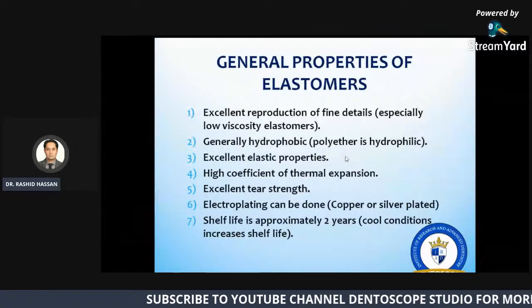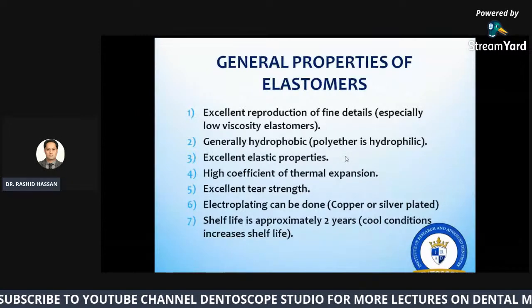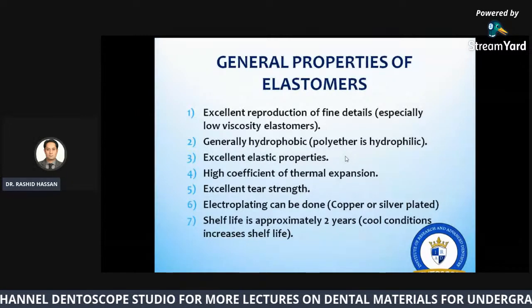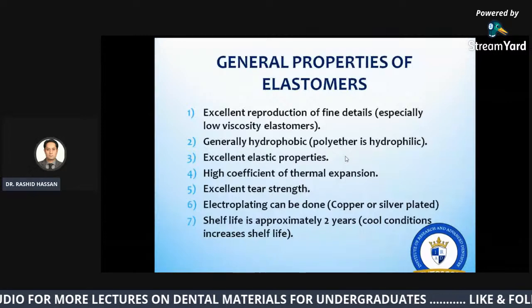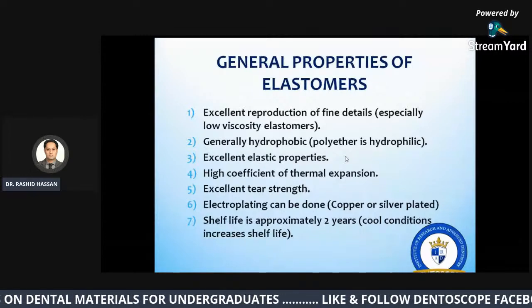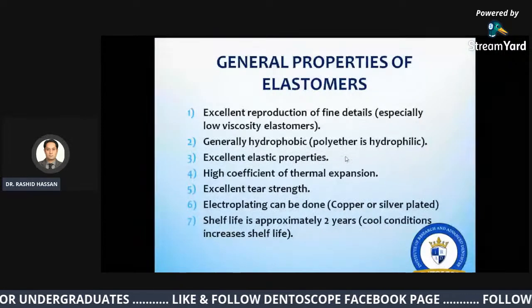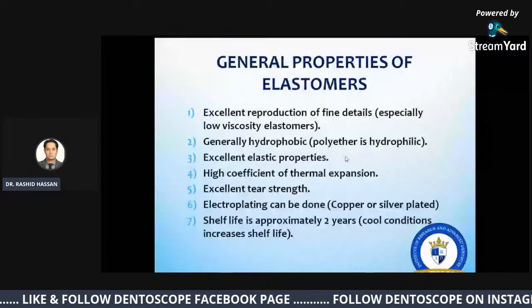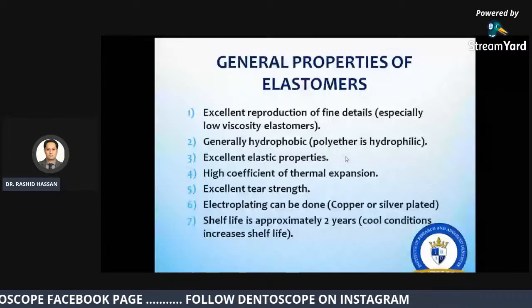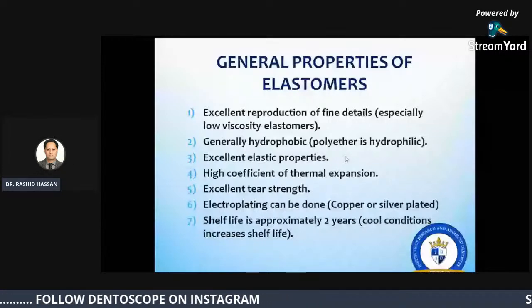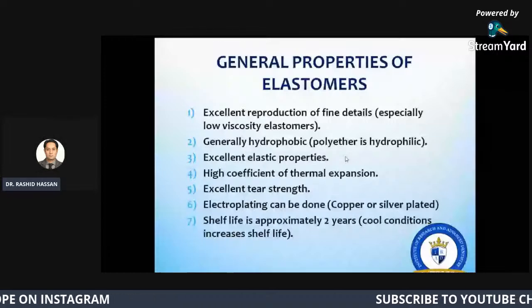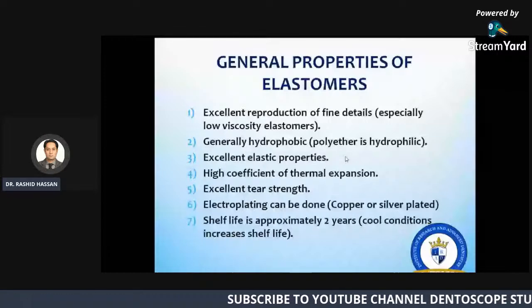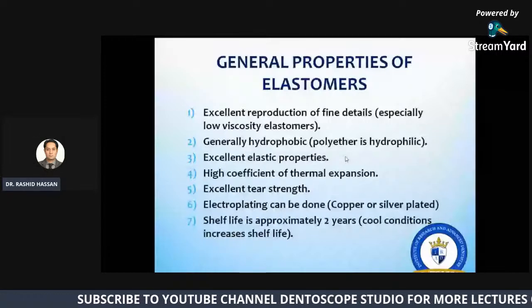There are a few general properties of these materials. I took these properties from three different books, and I have summarized them here so that you can have a clear idea of what we are going to discuss today. So keep these general properties in your mind, and you can clearly understand whatever I'm going to teach you.